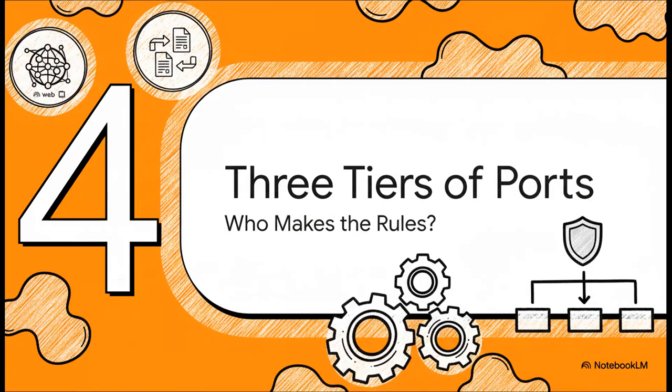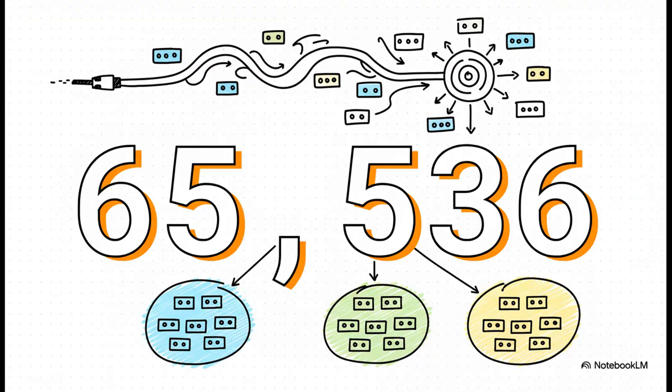So we know 443 is for secure web, and 21 is for files, but who makes these rules? Is it just a total free-for-all? Nope, not at all. There is a very organized system behind all of this. Get this. In total, there are 65,536 of these port numbers available, running from 0 all the way to 65,535. But they're not just a random jumble. They're actually sorted into 3 very distinct categories, and each one has its own job.